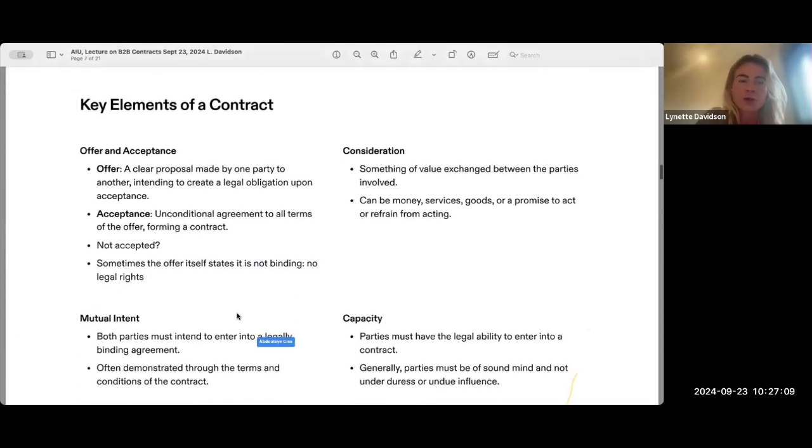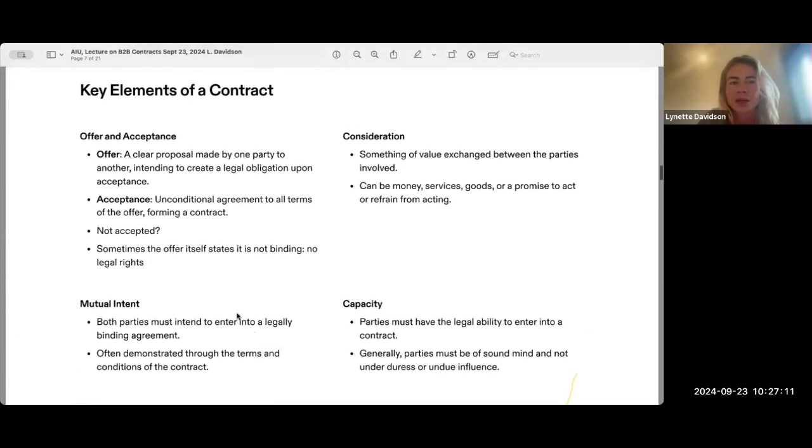So if we continue with the most key elements of a contract, we can think about a few different things that a contract must meet in order to be binding. So the first one is there must be an offer and acceptance. What does an offer mean? An offer means there is a clear proposal made by one party to another, intending to create a legal obligation upon acceptance. Why?